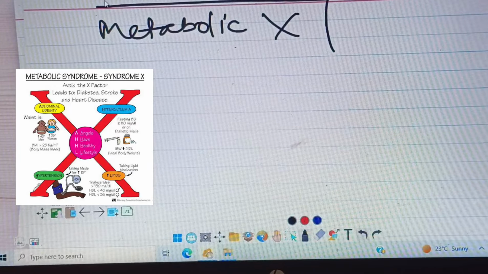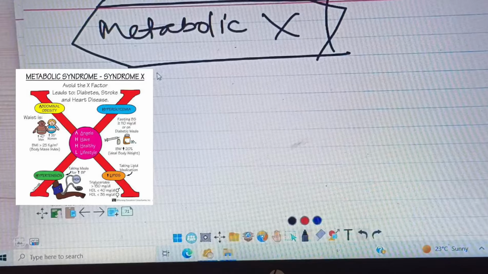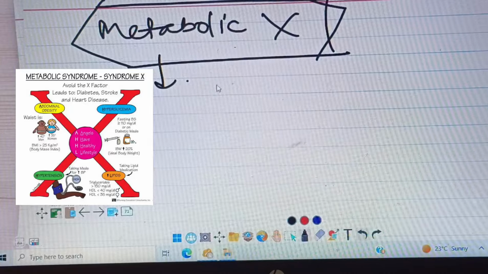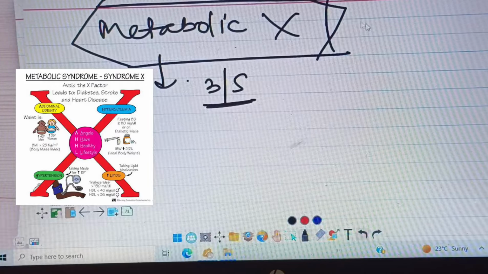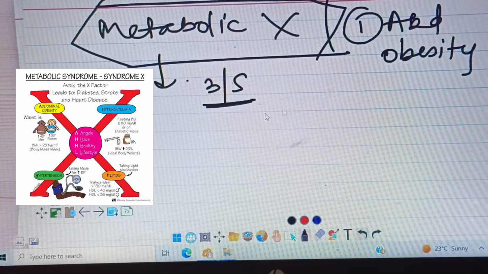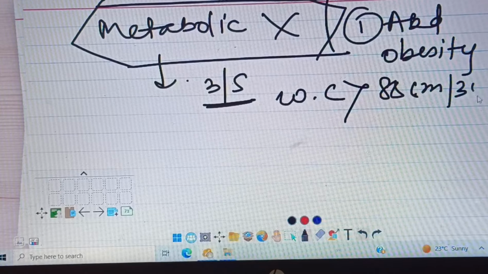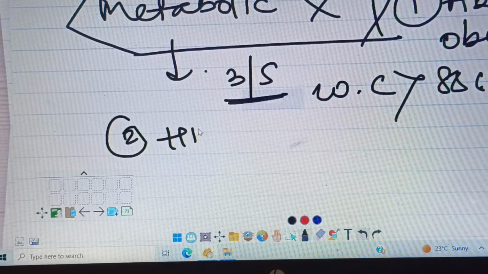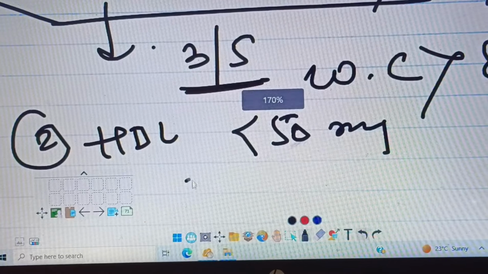This metabolic X syndrome, now some patients of PCOS can develop it in future. So we have to know what is metabolic X syndrome. In this metabolic X syndrome, 3 of the 5 following features should be present. Now number 1 feature is abdominal obesity, waist circumference more than 88 centimeters or 35 inches. Number 2 is HDL levels less than 50 milligrams per dl.